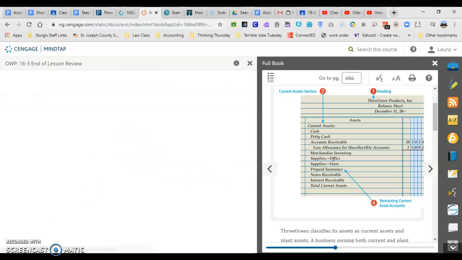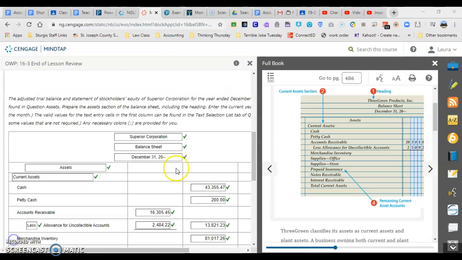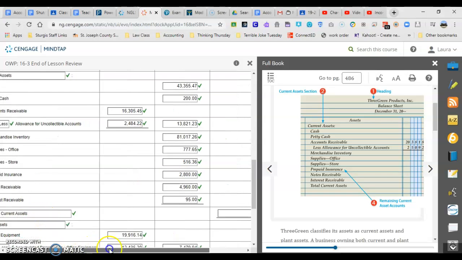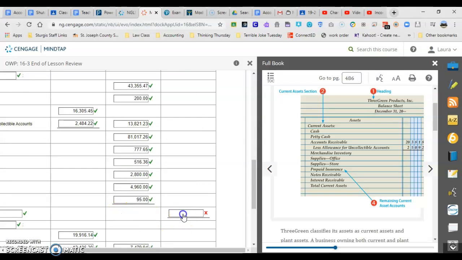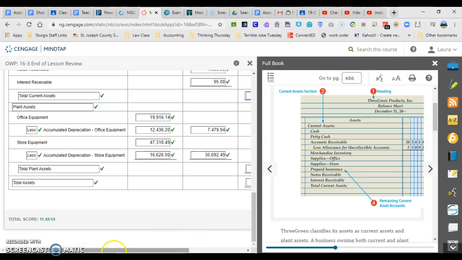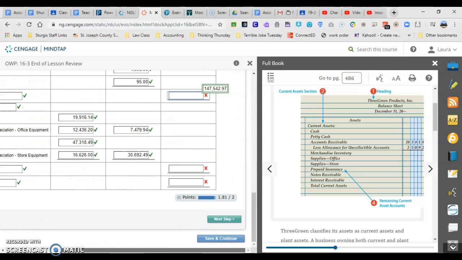All right, let's take a look. Okay, so you'll have your total assets. I didn't add them up, but you would add up all your total current assets, and then you would add up all of your plant assets. These are your two plant assets totals. Okay, then your total assets of 185,714.40.